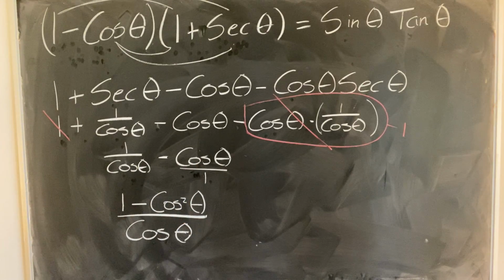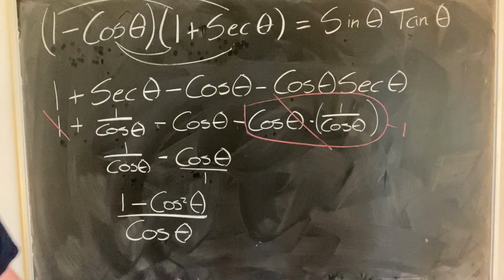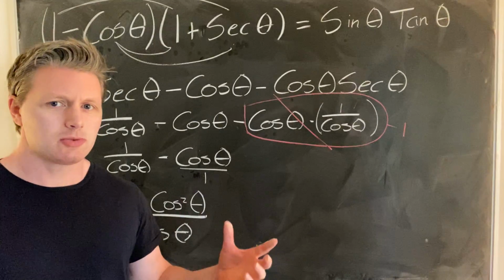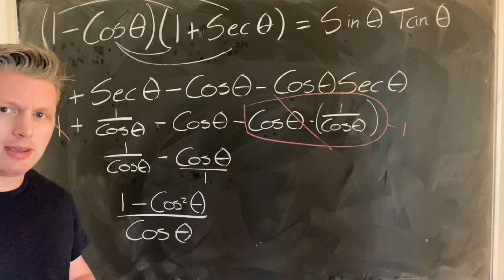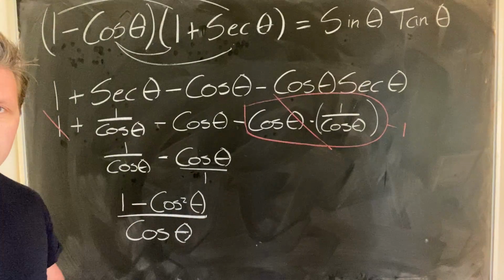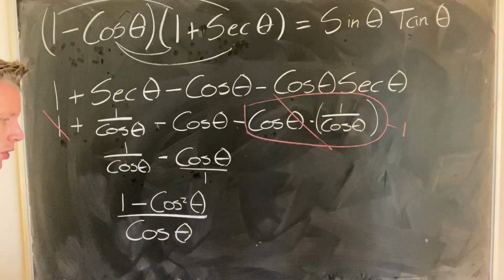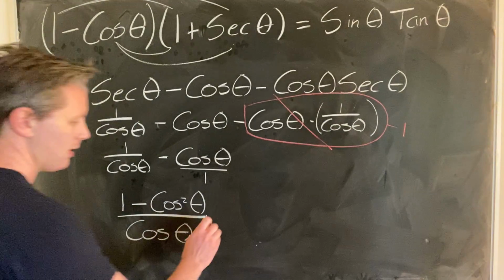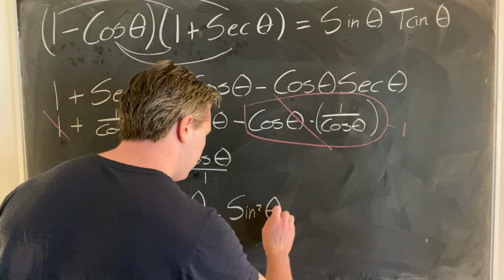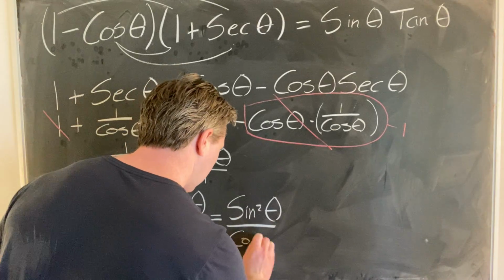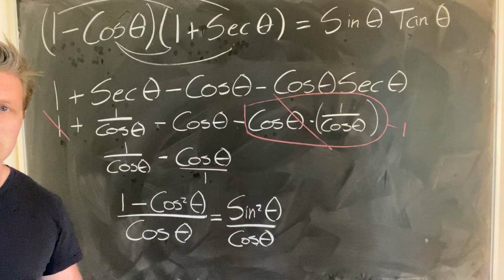Okay, have I gained anything? Yeah, I think I have. I have 1 minus cosine squared theta. Now, I remember that because sine squared theta plus cosine squared theta is equal to 1, sine squared theta is equal to 1 minus cosine squared theta. This very fundamental relationship comes up over and over again. So 1 minus cosine squared theta can be written as sine squared theta all over cosine theta.